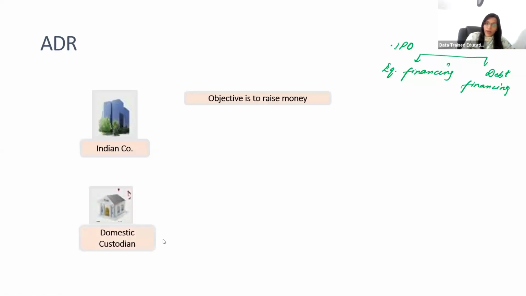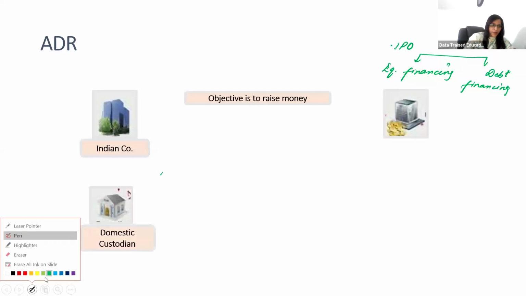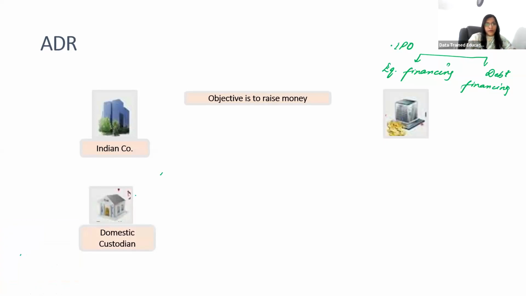So who are the parties involved? One is the domestic custodian. Domestic custodian means this custodian will be responsible for holding the securities in electronic form. So domestic custodian, let me write down over here. Purpose: safekeeping of securities.